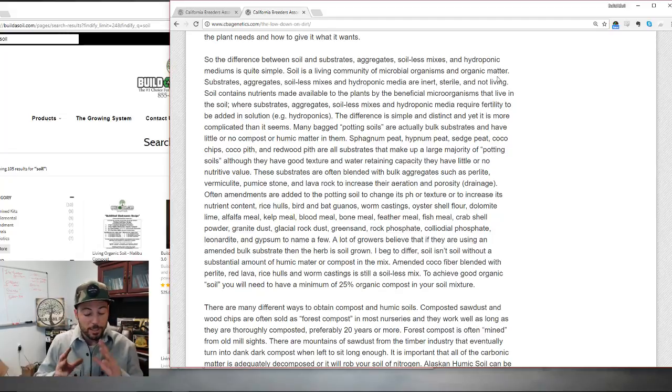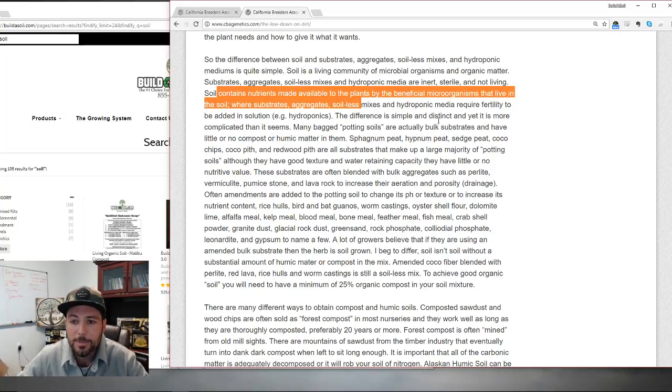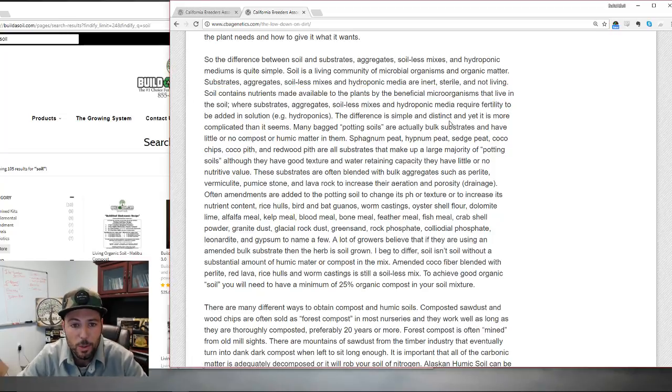BuildASoil focuses on building these living soil mixes that he's talking about here. Okay, so soil contains nutrients made available to the plants by the beneficial microorganisms that live in the soil, whereas substrates, aggregates, soilless mixes, and hydroponic media require fertility to be added in solution, e.g. hydroponics. The difference is simple and distinct, and yet it is more complicated than it seems.